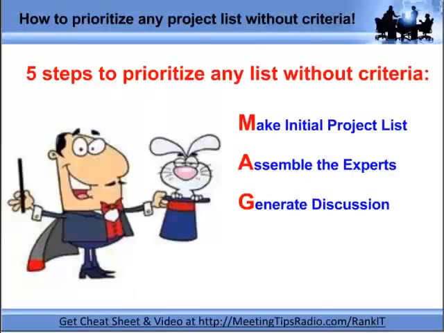Next, as I said, we need to generate discussion. So if we're going to bring all these experts together, then we have to have some discussion. And I want to go back to assemble the experts there. That could be subject matter experts, business experts, IT experts. It's whoever you think you need to help you create your list, prioritize your list, and have buy-in when you're finished with your list. So assembling the experts can be a wide variety of people. We're going to bring them together and we're going to facilitate a discussion.